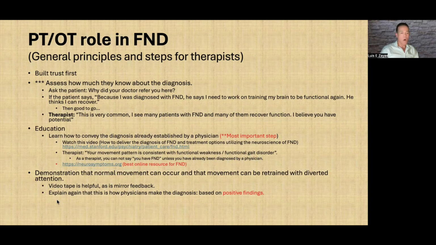Always you need to demonstrate the normal movement. You need to retrain the brain with diverted attention. Videotaping is very helpful, and also mirror feedback, very, very helpful. And explain again how the doctors make the diagnosis. Remember, this is based on positive findings. You don't make the diagnosis of functional neurological disorder by ruling out diseases. It's based on positive findings with clear inconsistencies and incongruencies. Okay? That's how you make the diagnosis.